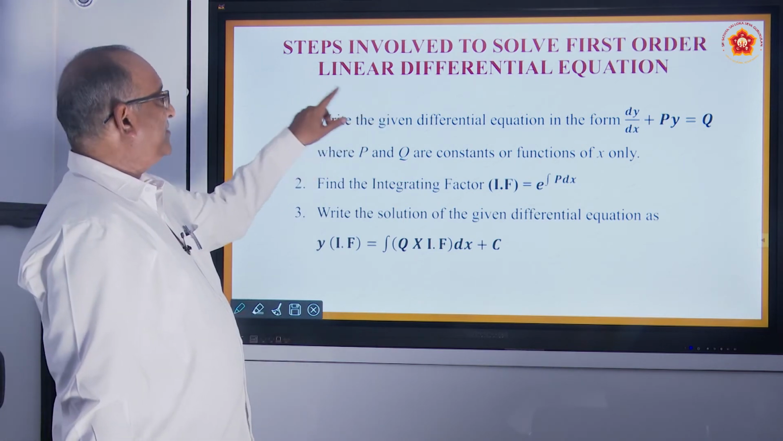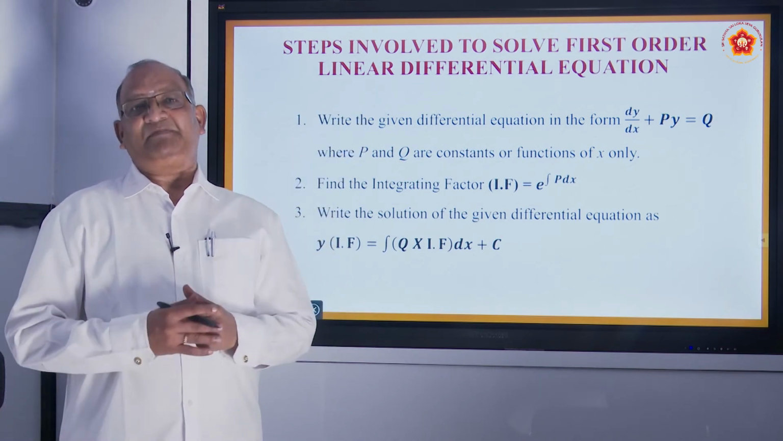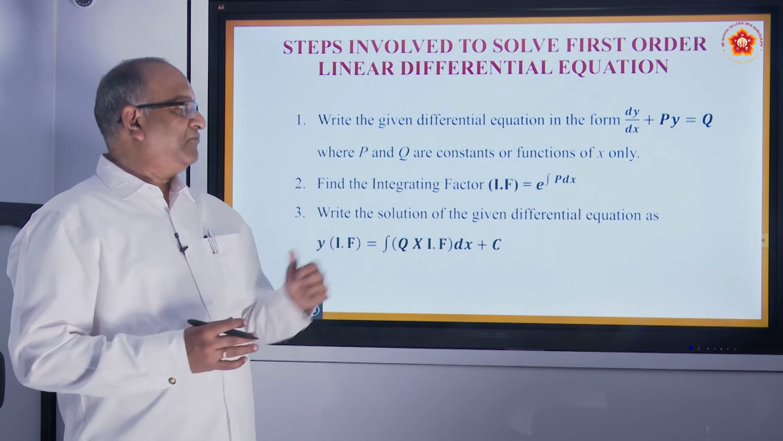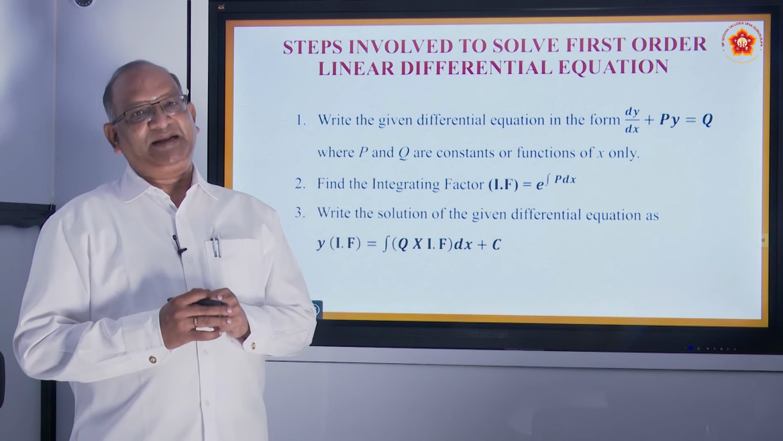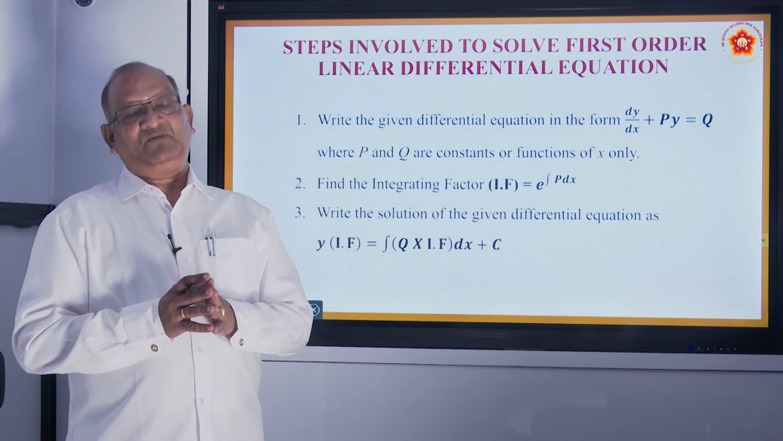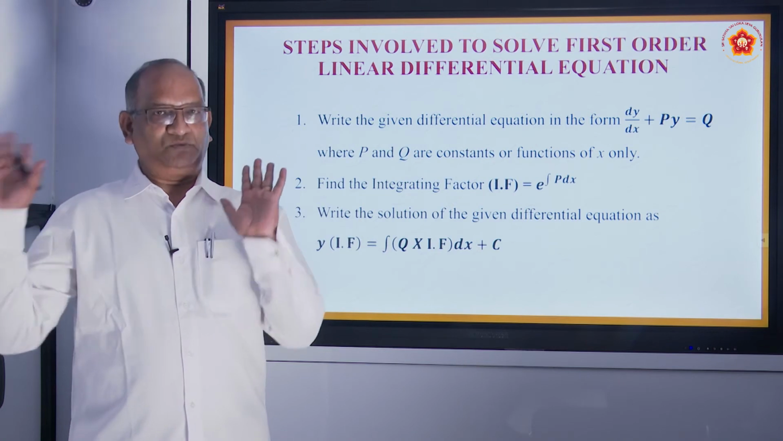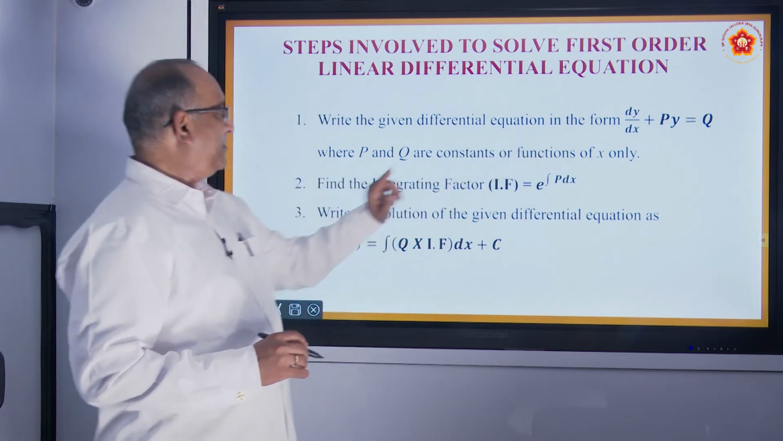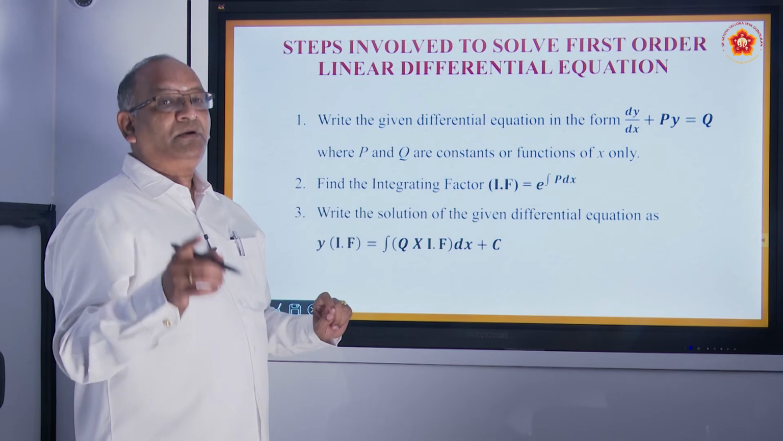Steps involved to solve a first order linear differential equation. For homogeneous equations, we had a separate method. For variable separable, we had a separate method. In the same manner, for linear equations also we have a separate method. What is the method? The equation should be in the standard form. What is the standard form? It is dy by dx plus Py equal to Q, where P and Q are either constants or functions of x.